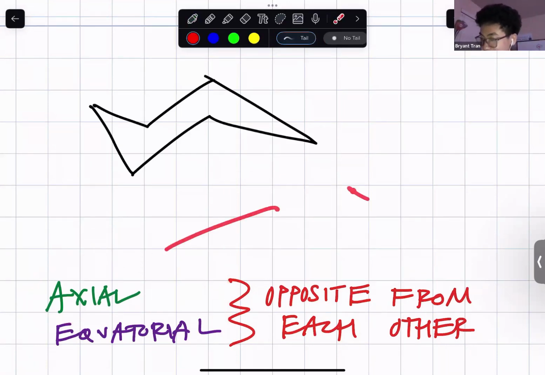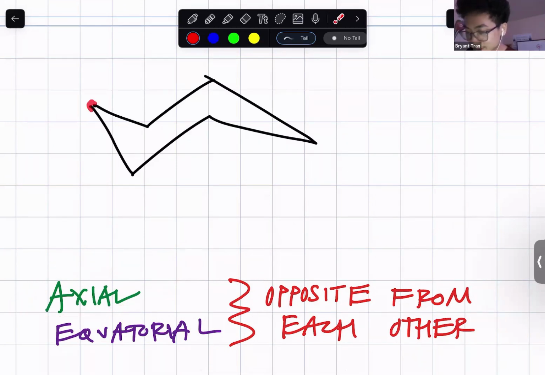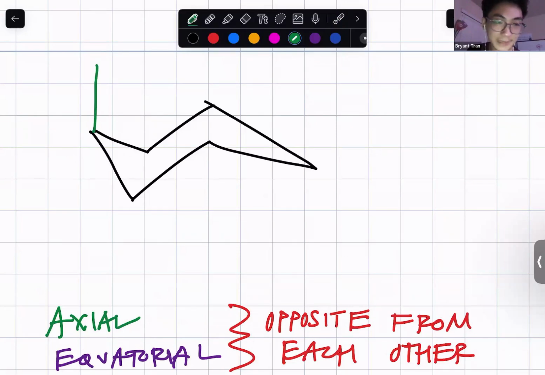Equatorial has some weird slant to it, with a specific angle. But let's focus on axial, which is just up or down. I always start at my top left corner, this carbon right here. That top left corner is always going to be axial up. It's always fixed like that. You can't change that for chairs.